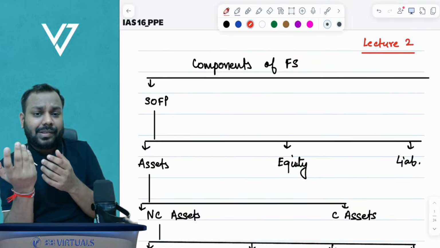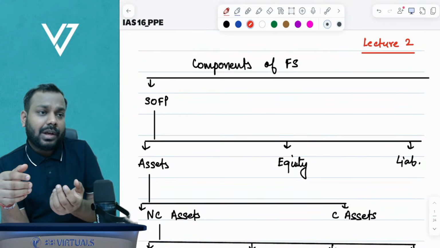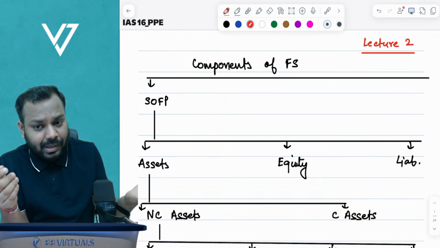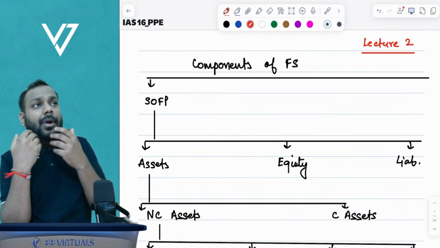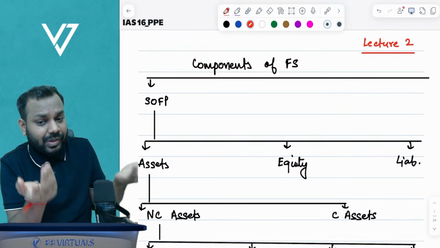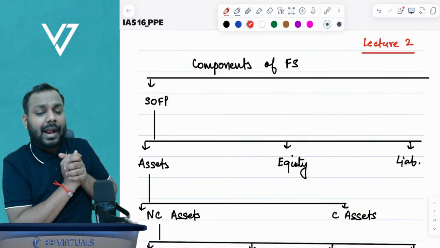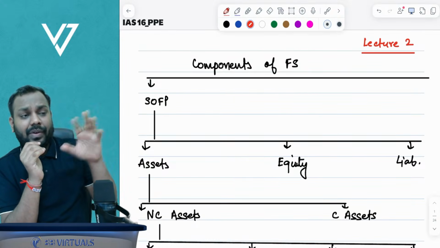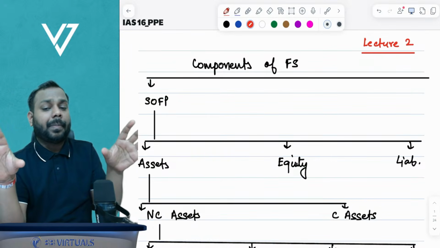If there is any property which is held for administrative purposes, it will still be classified as property, plant and equipment. A property which is held for production of goods or services will still be classified as property, plant and equipment. That briefly summarizes the meaning of property, plant and equipment and investment property.